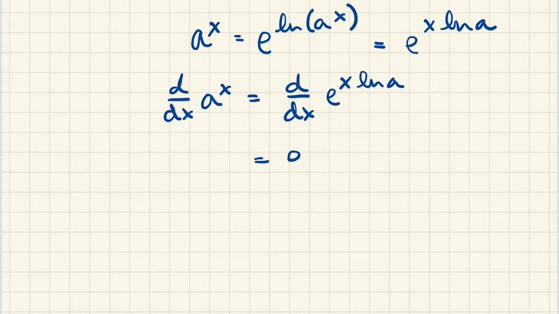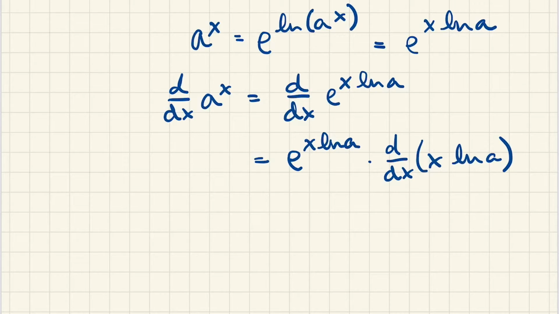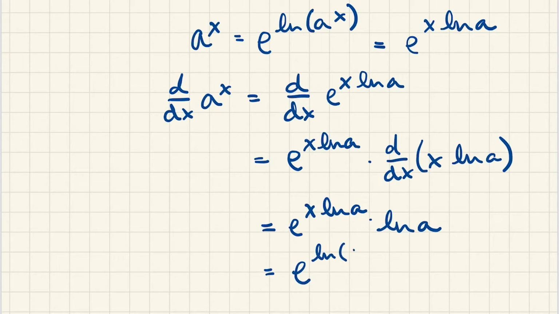It's just e to the stuff. So our answer will be e to the stuff times the derivative of the stuff. So this is using the chain rule times the derivative of x ln of a. But that's just x times a constant, so it'll just be the constant. So we get e to the x ln a times ln of a. And what is e to the x ln a? Well, that's e to the ln of a to the x, which is a to the x.